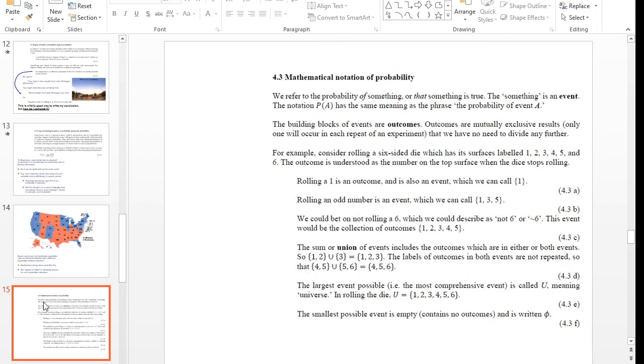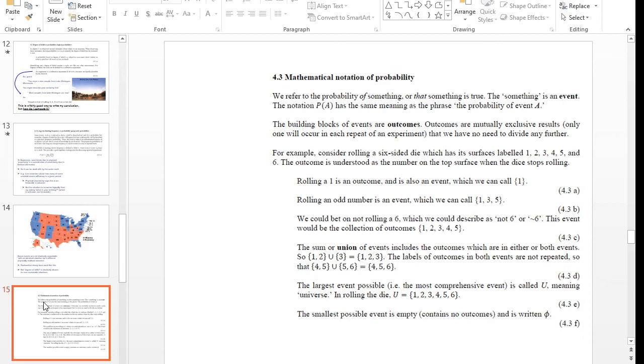So pay attention when you read the notes. Do read this section carefully. So we refer to the probability of something, or that something is true. The something is called an event, and the notation capital P of, in brackets, A, has the same meaning as the sentence, the probability of event A being true or taking place.